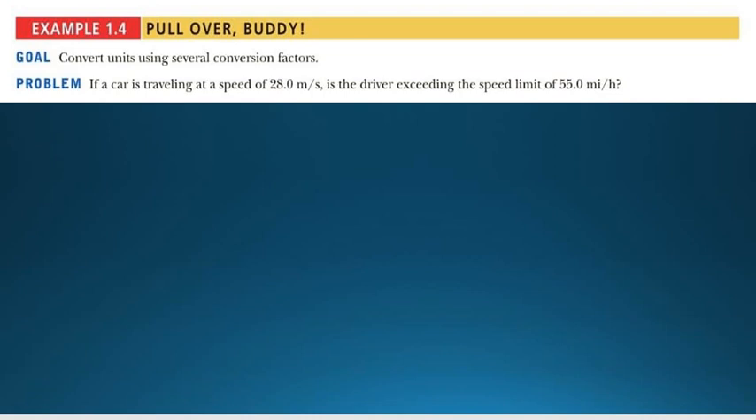Okay, they like asking this question. If a car is traveling, this is when our conversion of units comes into effect. If a car is traveling at this speed, 28.0 meters per second, and the speed limit has been given to be 55.0 miles per hour, the question is: is the driver exceeding the speed limit? We can't tell, unless we have the same unit.